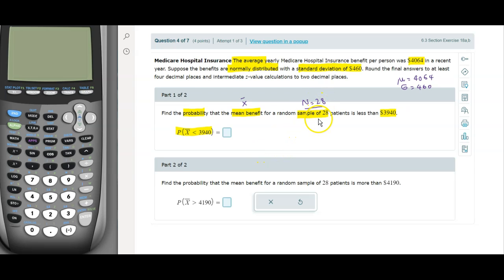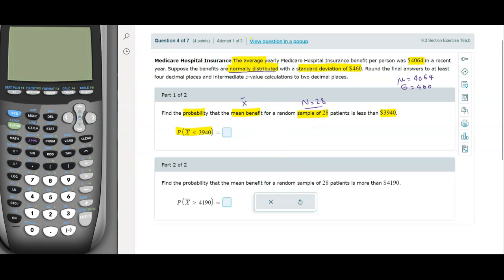Here, although 28 is less than 30, supposedly you can use the Z table only when n is greater than 30, with an exception if the original distribution is normally distributed. If the original distribution is normal, and the sample size is less than 30, then you can use the Z values table to do this. All right, so I'm going to try to do this the simplest and fastest way.